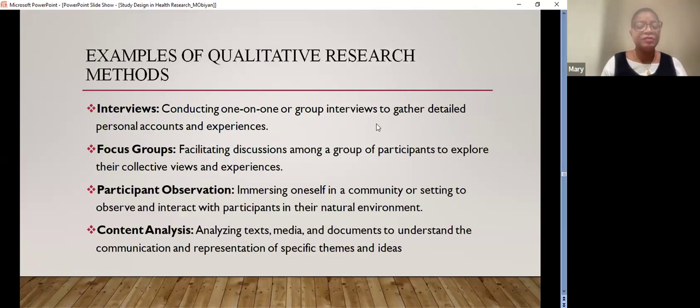So we have examples there: interview, focus group, participant observation, content analysis. These are just different ways of collecting qualitative data. Next slide, please.